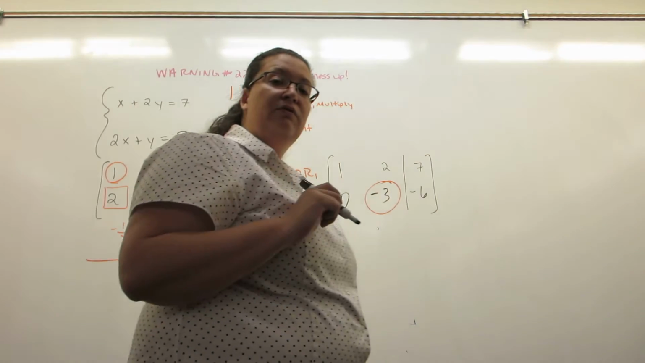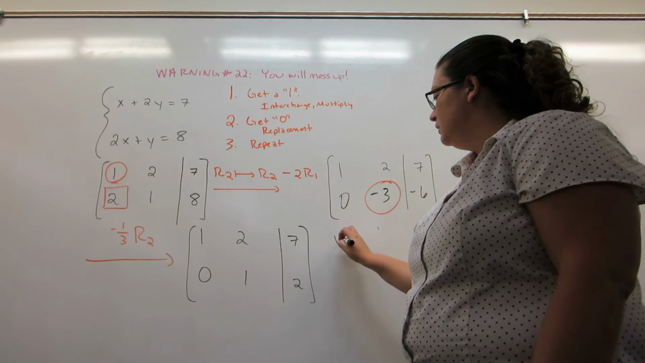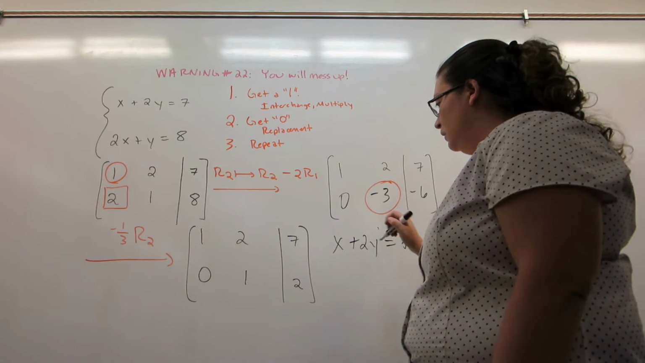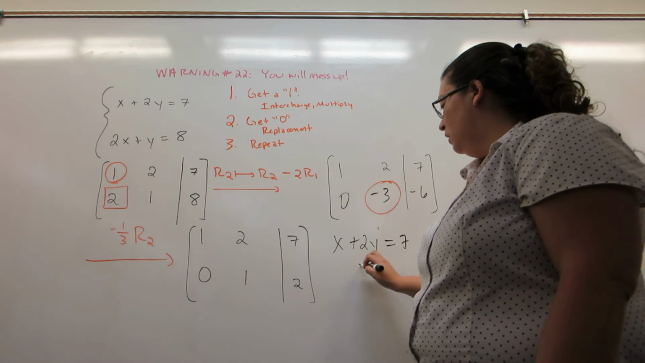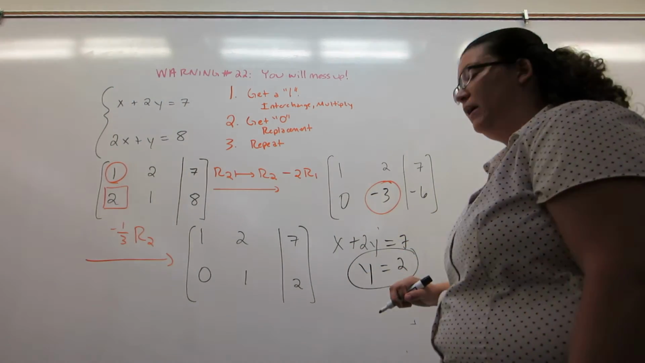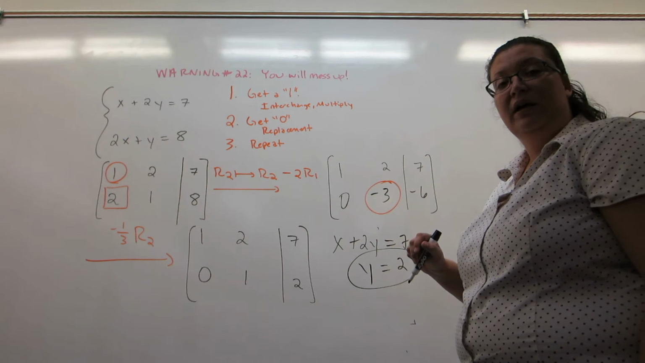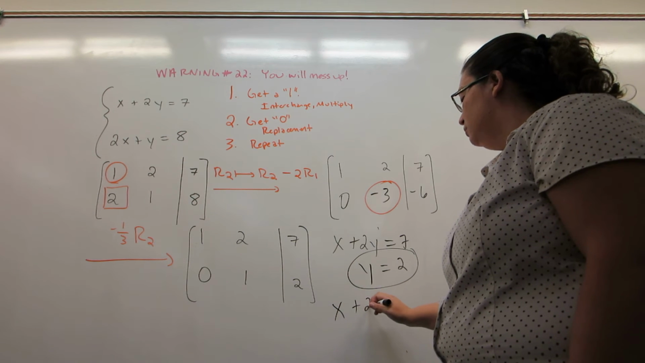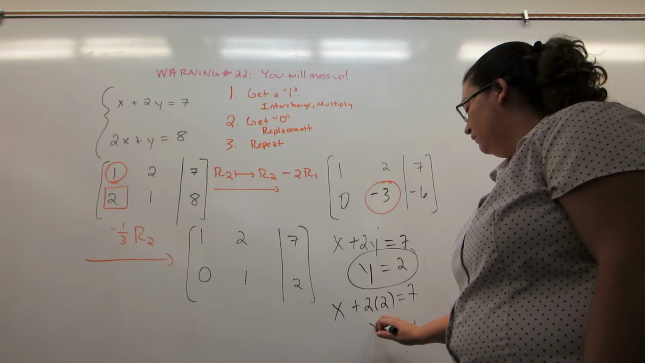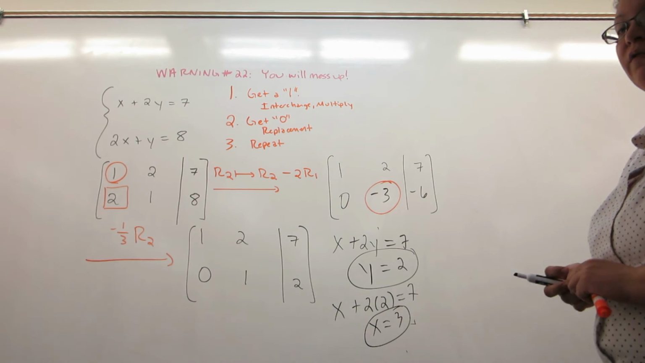Now, I'm going to turn this final matrix back into a system of equations. This says 1 times x plus 2 times y equals 7. And this says 1 times y equals 2, which means I already know one part of my answer, and now I just have to get the second part, and I can do that by plugging it back into the equation above it. So x plus twice 2 must equal 7. This is x plus 4 equals 7, or x equals 3, and I have my answer for this system.